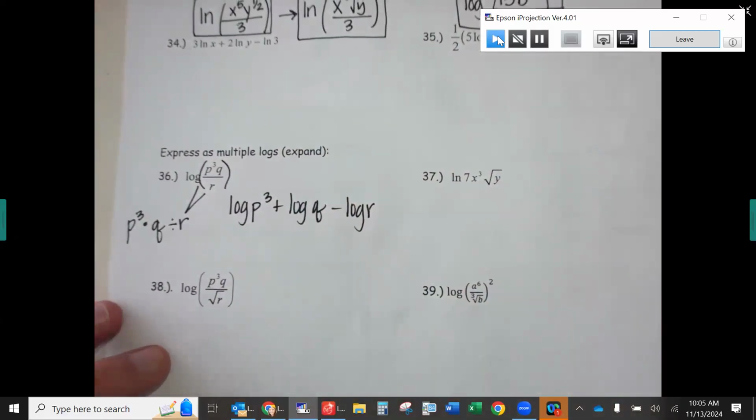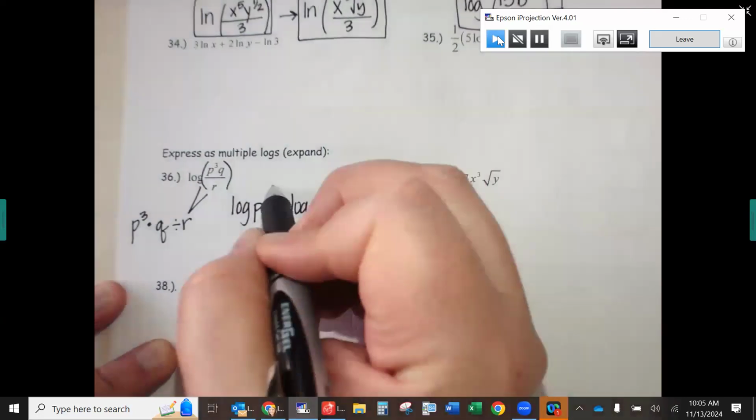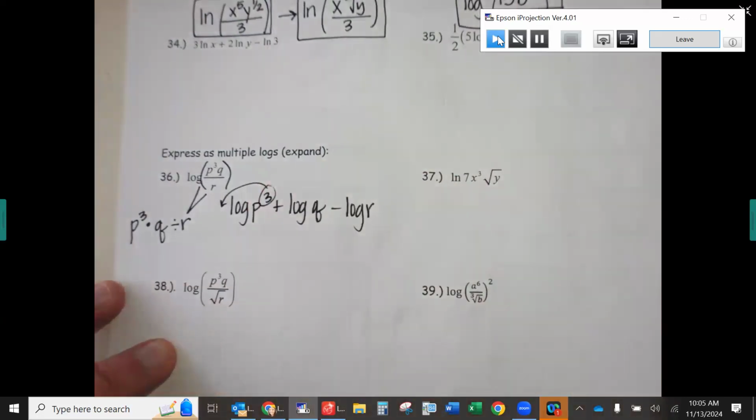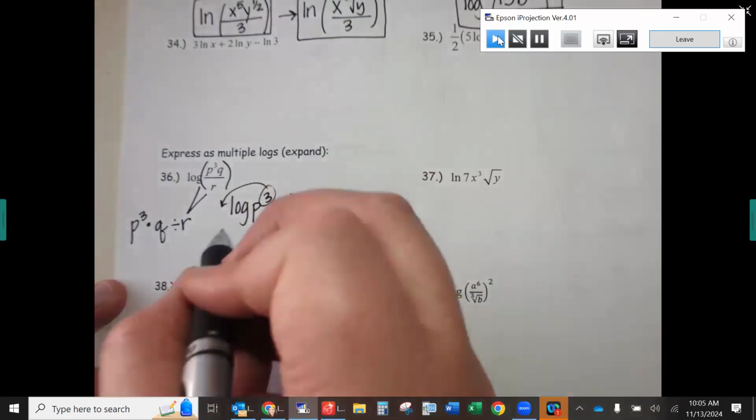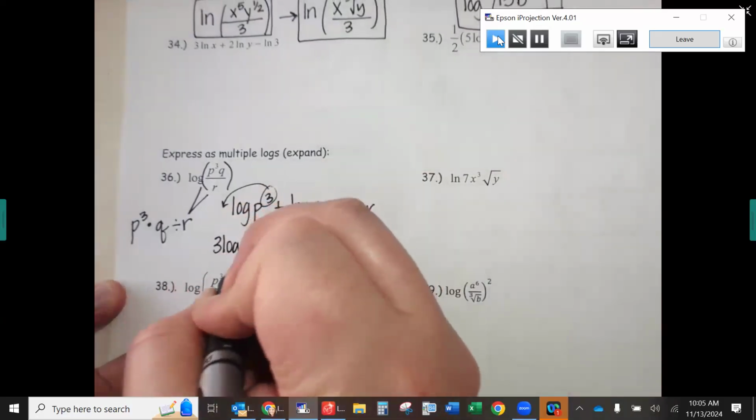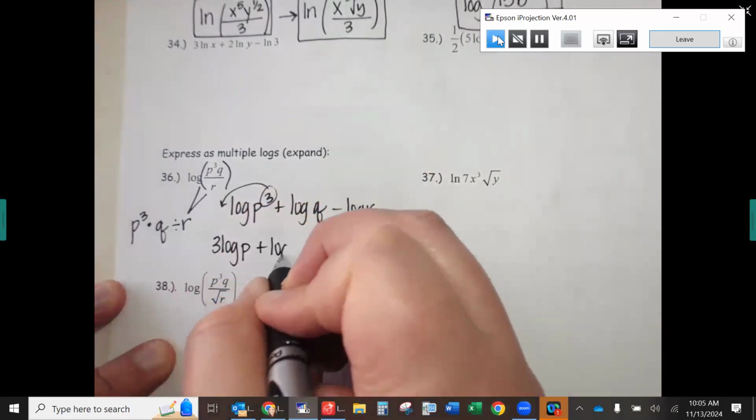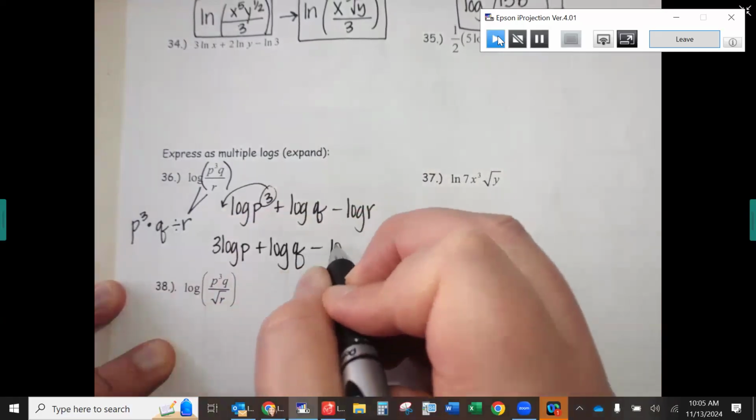Okay, then remember, any top numbers, when you're expanding, you push it back down to the front. What number are we talking about here? The little 3. And remember, it drops down to the front of that log. So in this case, it would be 3 log P plus log Q minus log R.